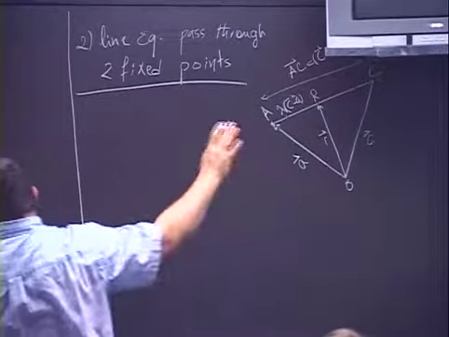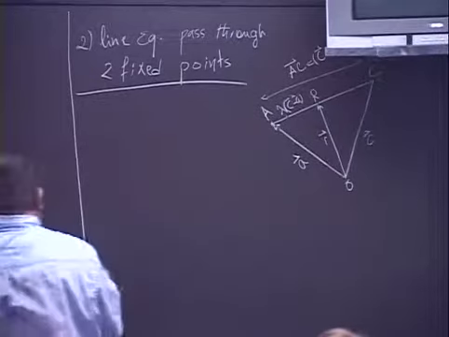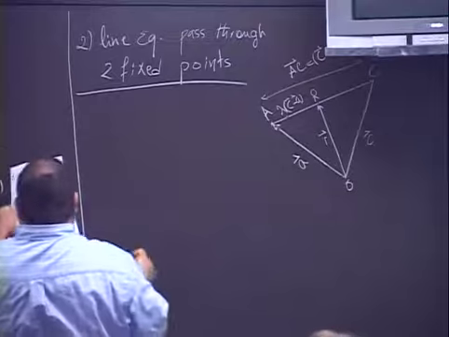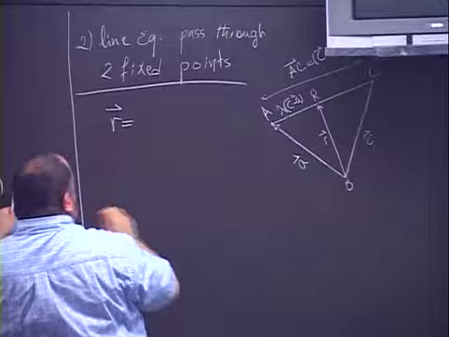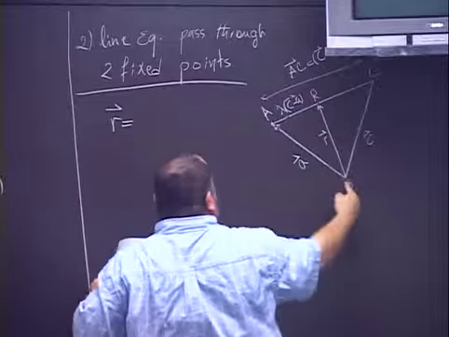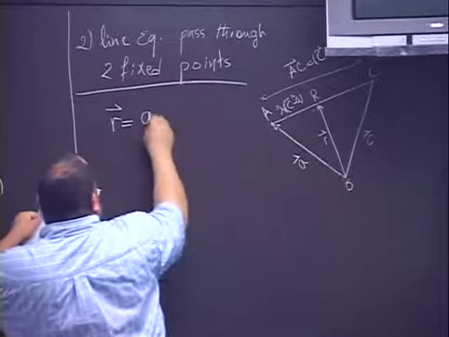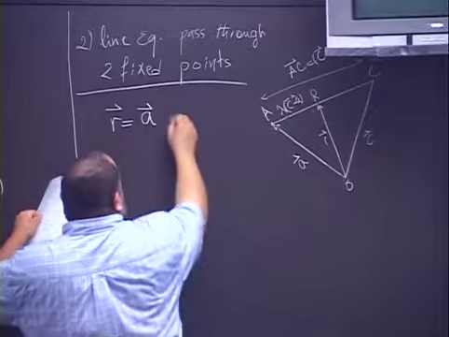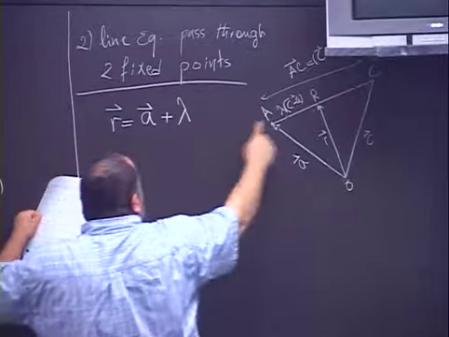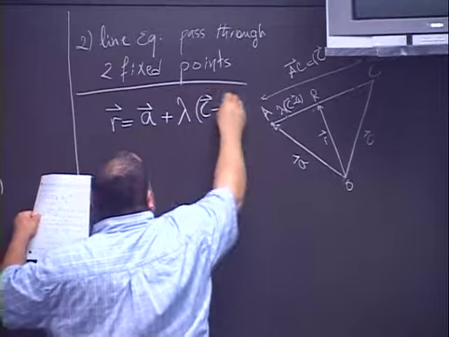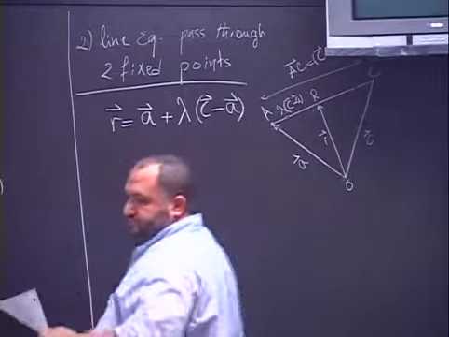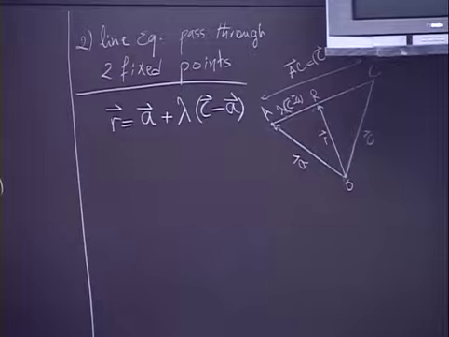Did you have any question regarding this? So again, the equation of the line in this case will be just this point R is equal to the vector A plus this vector lambda multiplied by C minus A. Any questions so far?